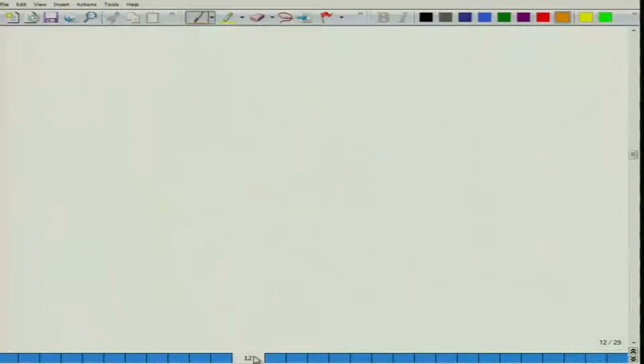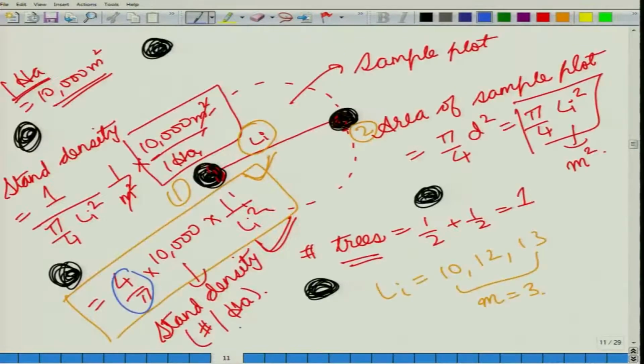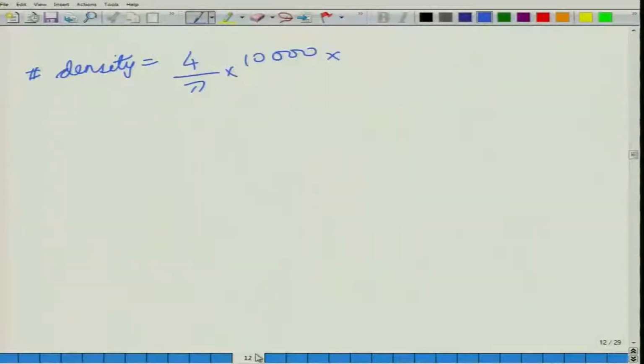So, what will be the average? The number density in the first case is given by 4 by pi into 10,000 into 1 by Li square. Now, suppose we have m number of readings. In that case we will take an average. So, by taking an average we will sum up all these values and divide it by m.